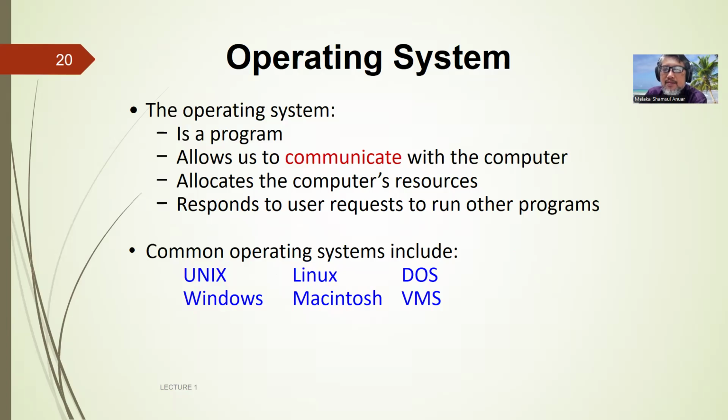So operating system is also a program. It allows us to communicate with the computer, allocate some computer resources, and respond to user requests to run other programs. So it is the background program or the mainstay of the computer. We have different kinds of Windows over the years. Now I guess a lot of the newer computers are running on Windows 11.